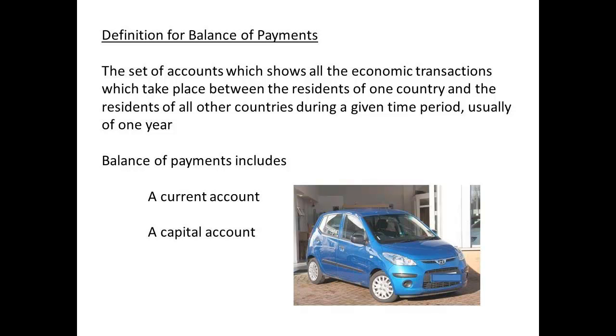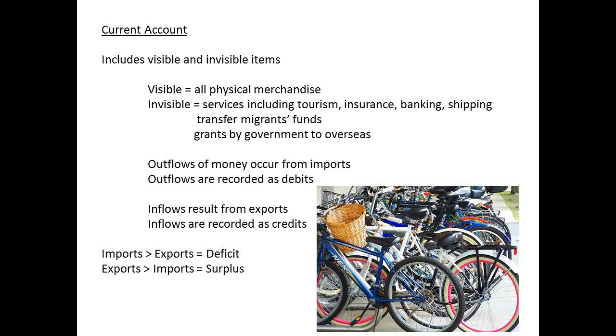So a balance of payments represents the set of accounts showing all the economic transactions taking place between the residents of the United Kingdom and the residents of all the other countries during an accounting period, which is usually a period of 1 year. The balance of payments account is divided into two accounts, a current account and a capital account. The current account is often talked about in terms of visible and invisible trade.